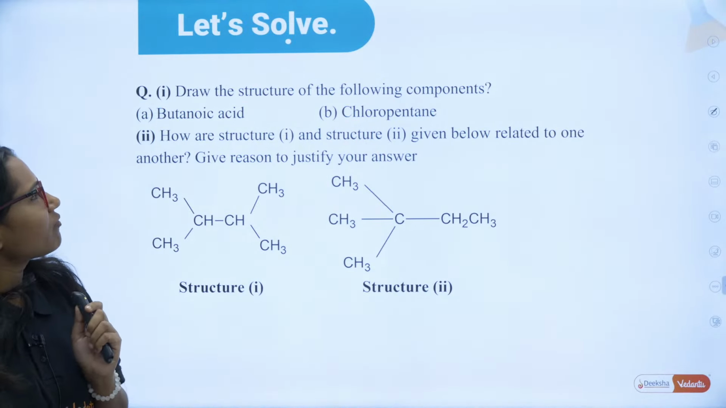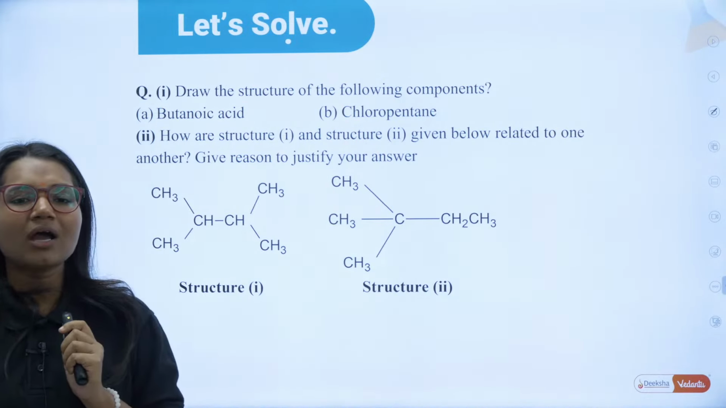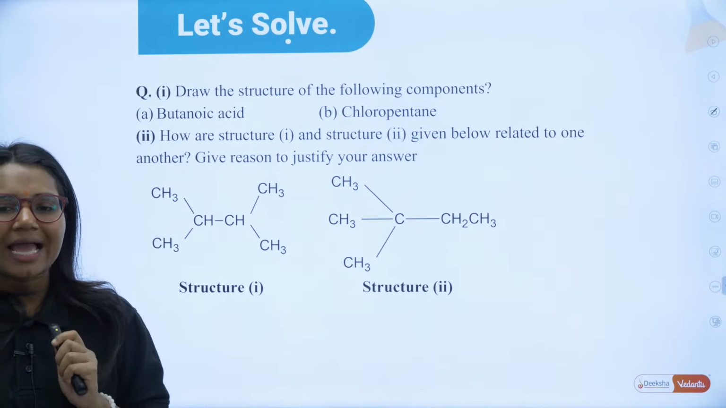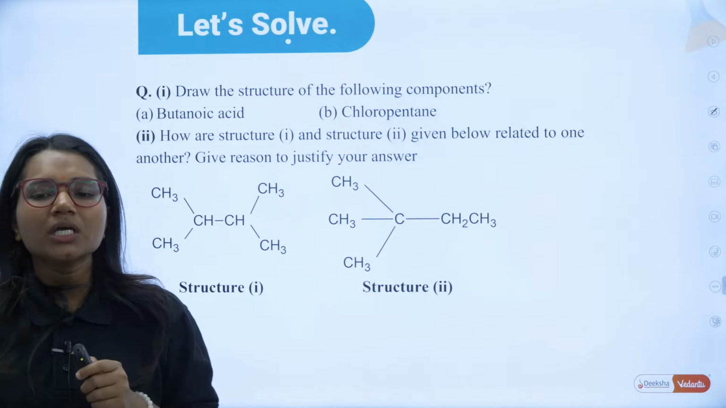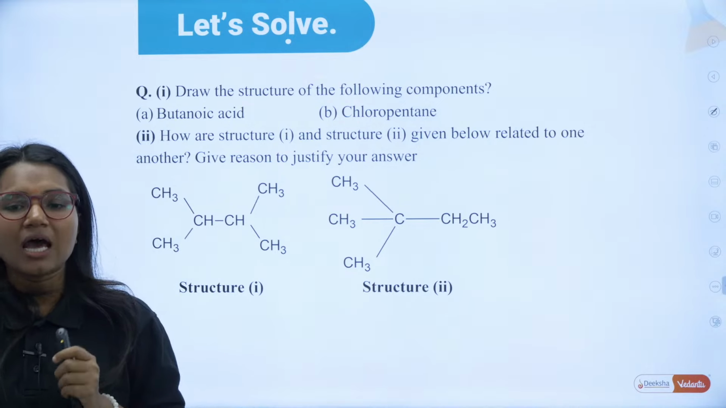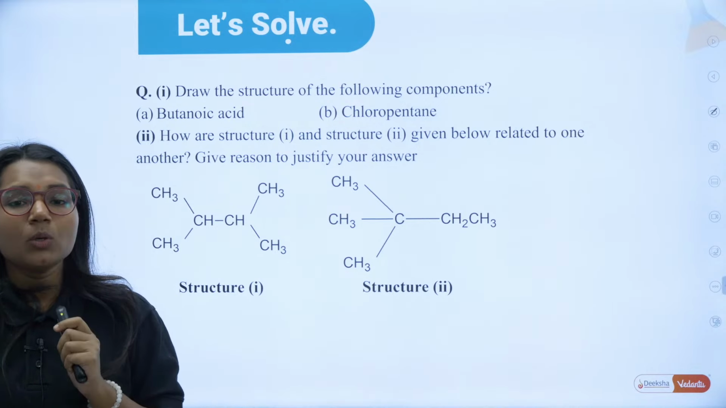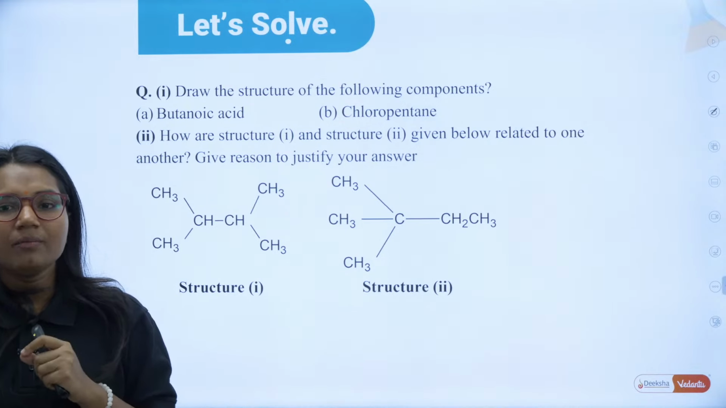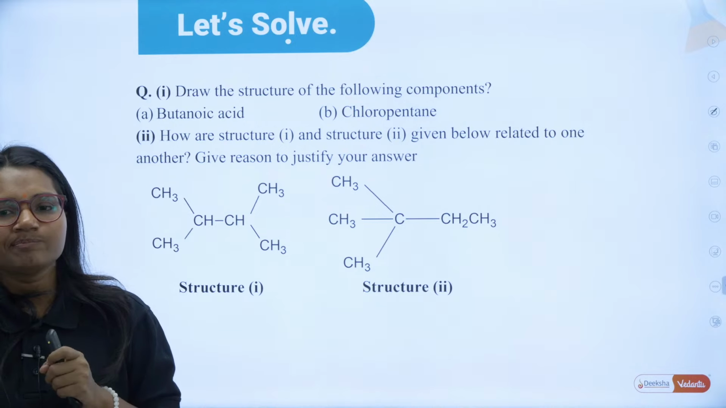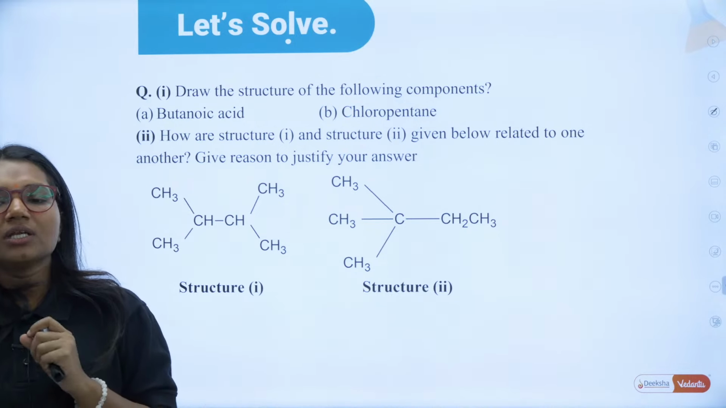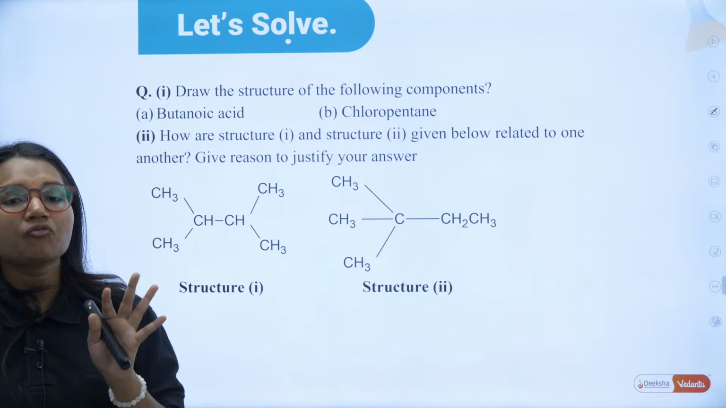Draw the structure of the following compounds. Will you guys be able to draw butanoic acid? Can you tell me butanoic acid means how many carbons? Yes, absolutely correct. Butanoic acid means 4 carbons.